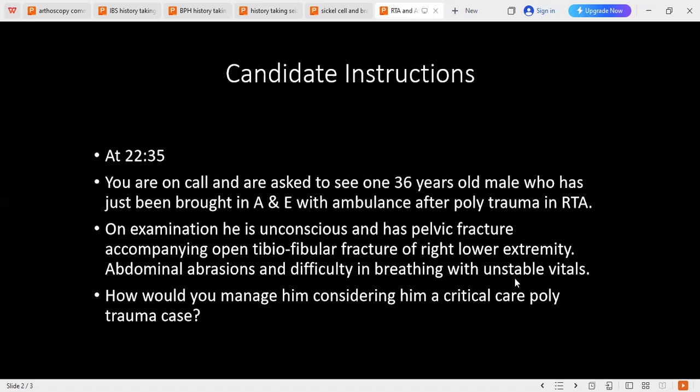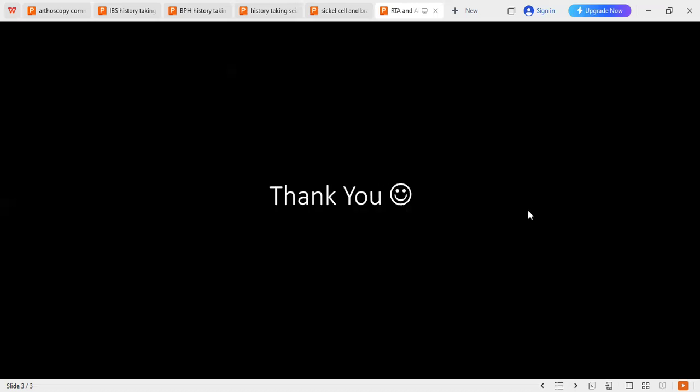Right. And if you have done a FAST scan, what do you expect to see? Because of the abdominal abrasion and the patient is unstable, in this stage of shock I expect that there will be intra-abdominal hemorrhage and collection. In order to rule out a liver tear or laceration, would you go for a CT abdomen? I prefer FAST scan. Very good.